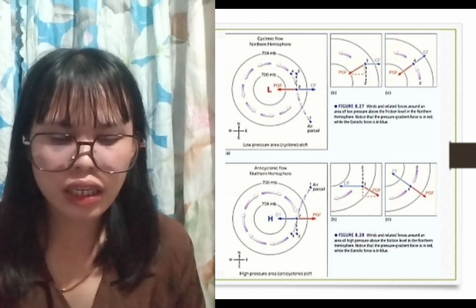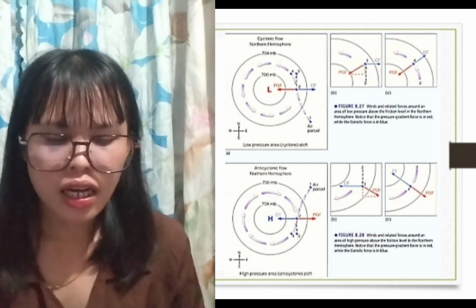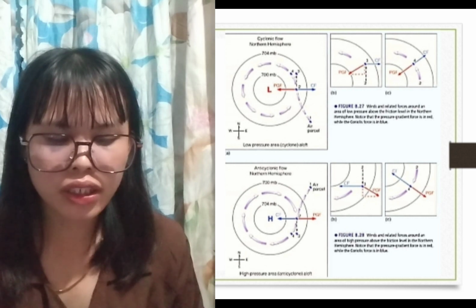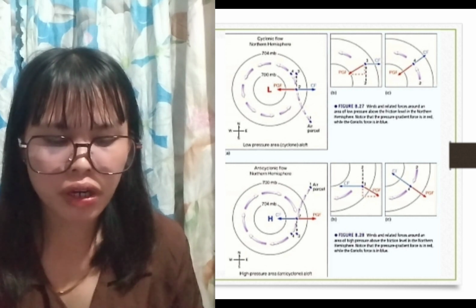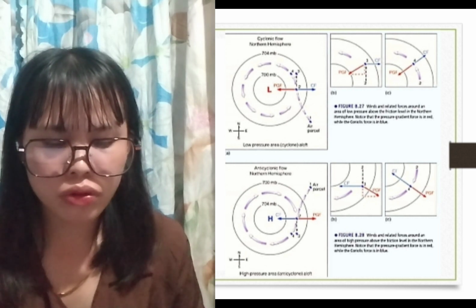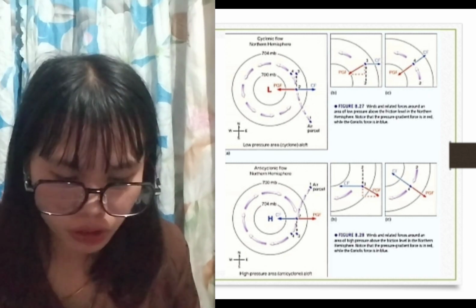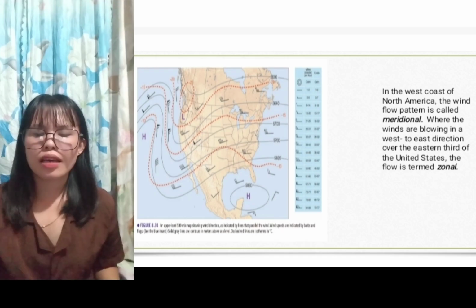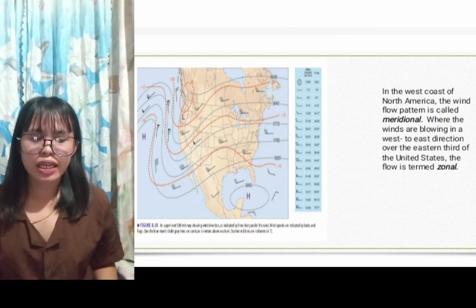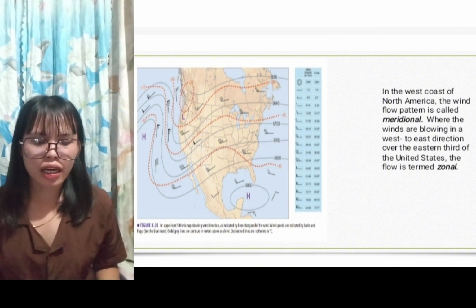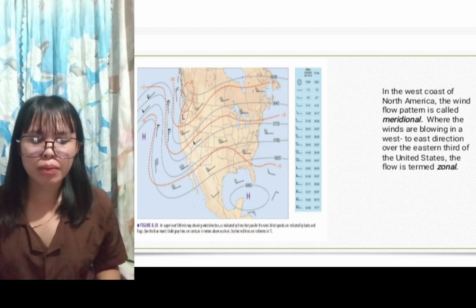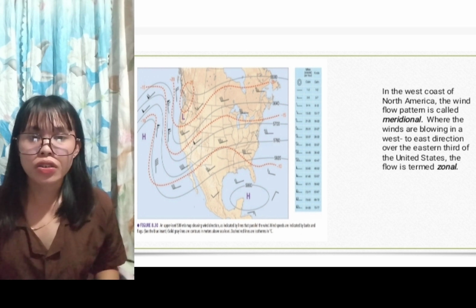Nya kaning sa anticyclonic flow northern hemisphere equals gyapon iyang Coriolis force o pressure gradient force, pero ang iyang parcel padung sa babaw maong ginatawag na nato siya og high pressure area or anticyclone. In figure 8.30, in the west coast of North America, the wind flow pattern is called meridional, where the winds are blowing in a west to east direction over the eastern third of the United States. The flow is termed zonal.